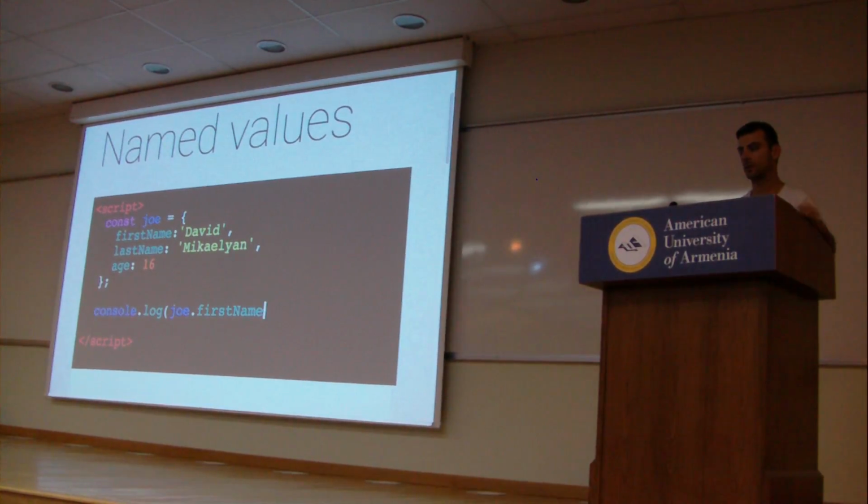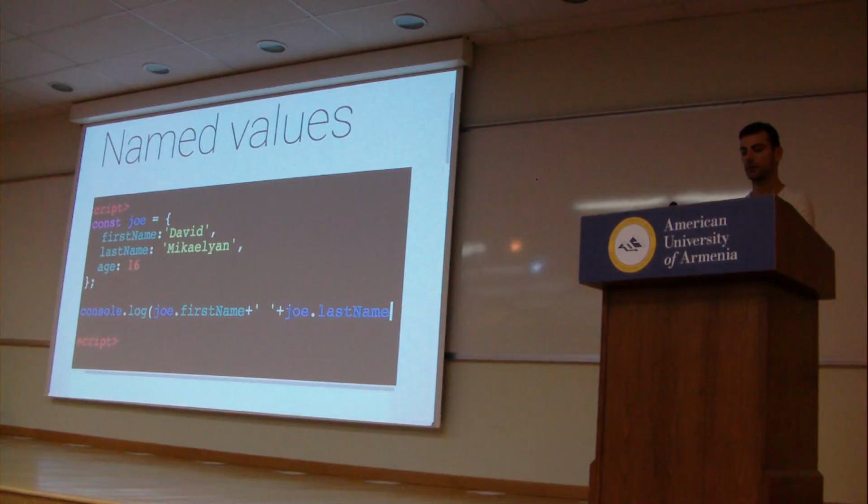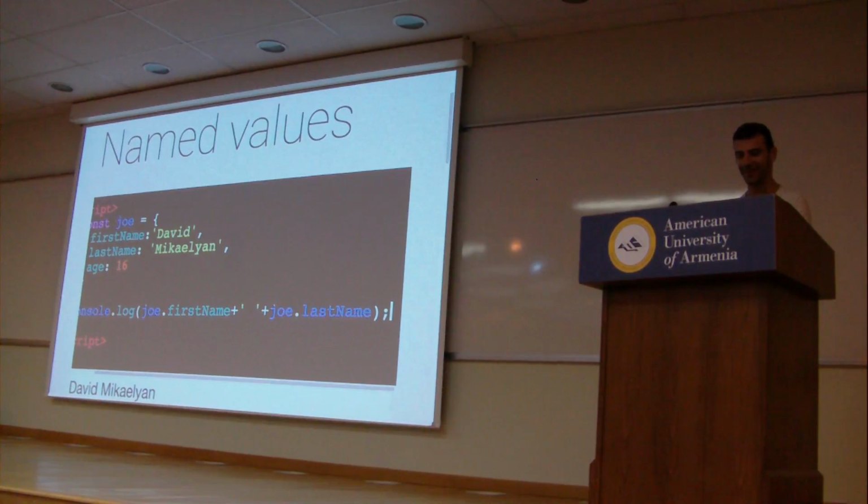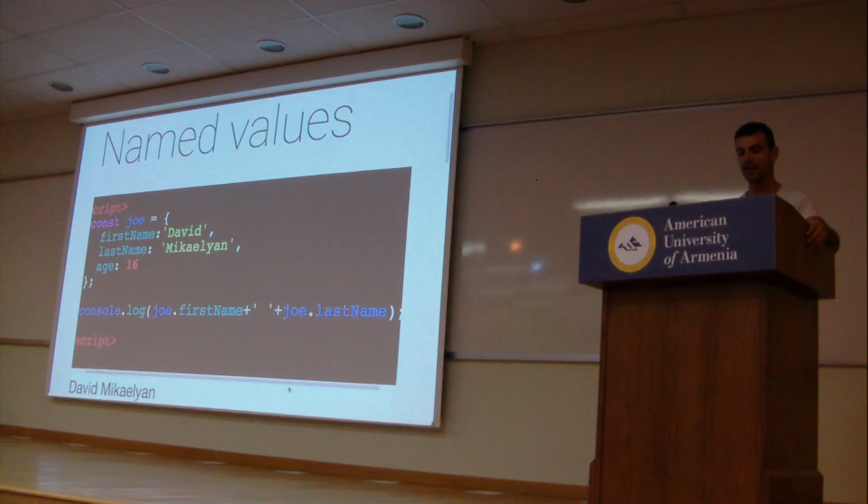Plus space. Plus space. String space. Yeah, like that. Okay, now what? Plus Joe dot. I'm done? Why am I not done? That's right. There's an open parenthesis here, right? So I have to close it here. And semicolon. David Mikhailian. There it is.